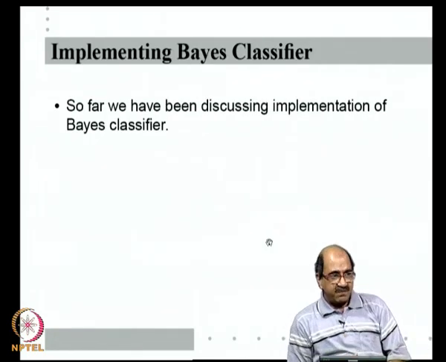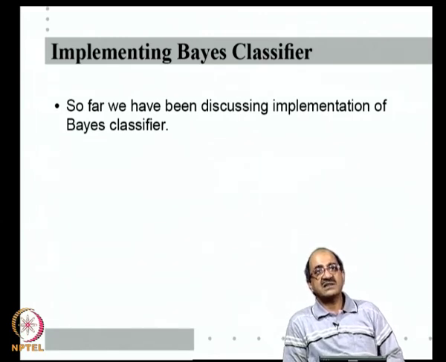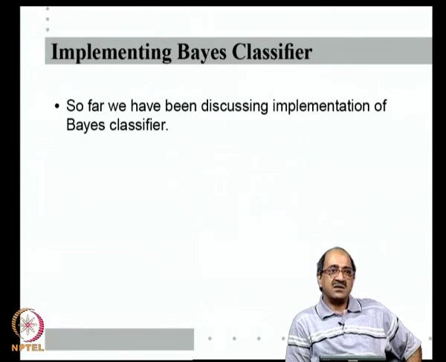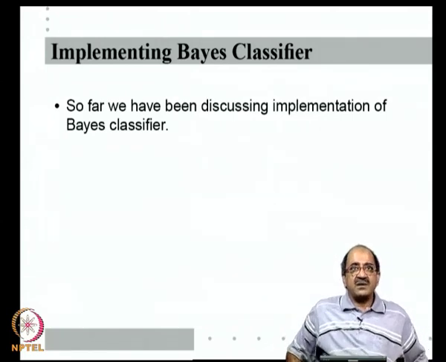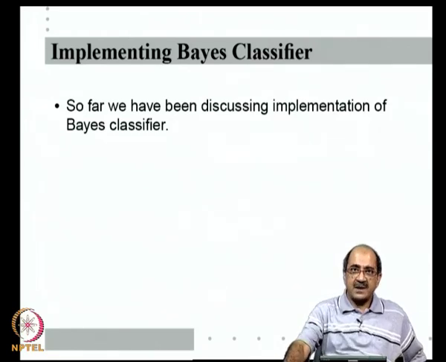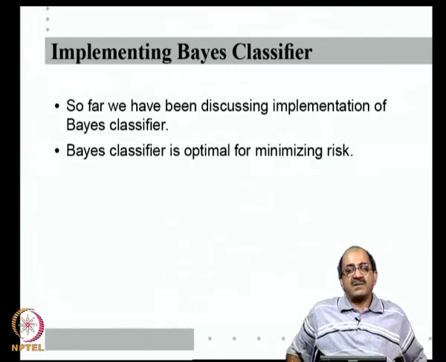So, now let us sum up. For almost the last 7-8 classes, we have been considering issues involved in implementing the Bayes classifier, right. So, all these last 7-8 classes or a little more, we have been discussing essentially implementation of the Bayes classifier. The idea is that the Bayes classifier is optimal for minimizing risk.